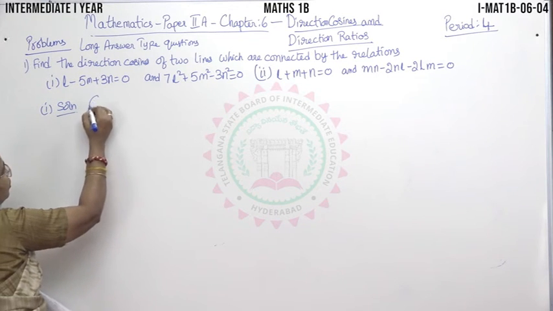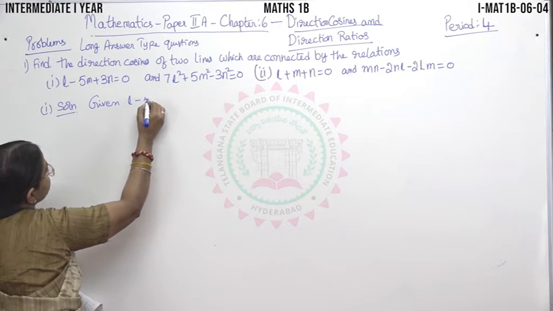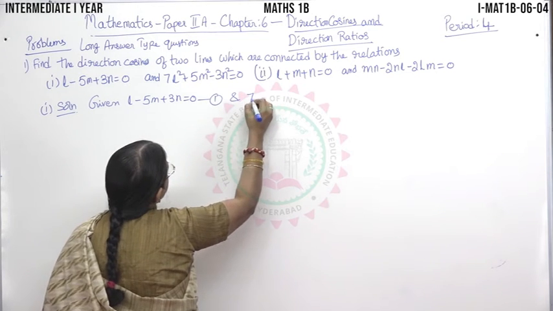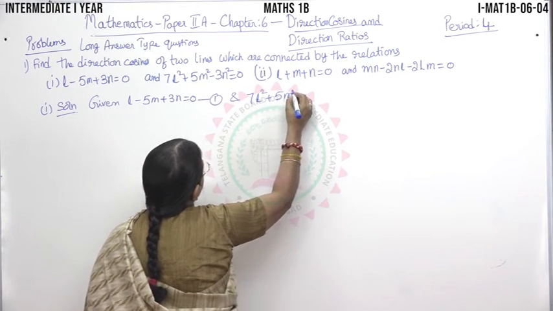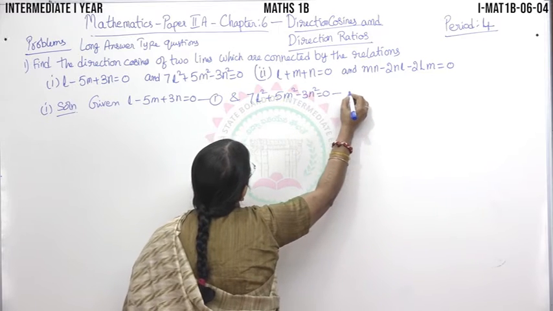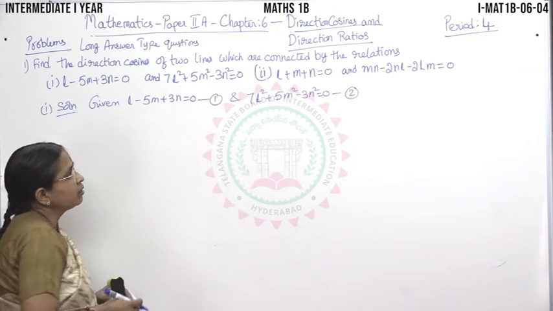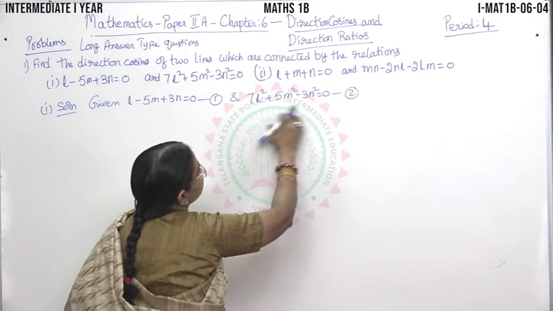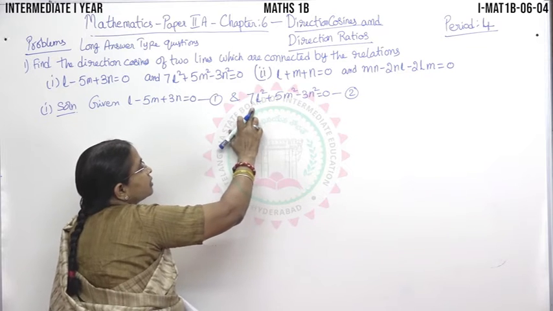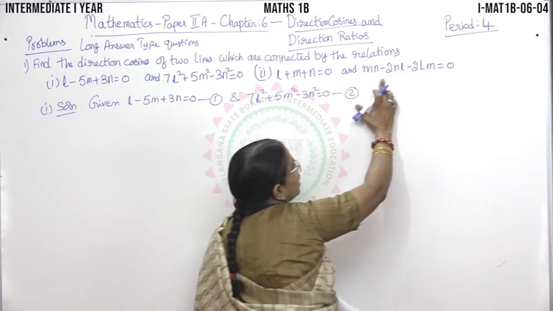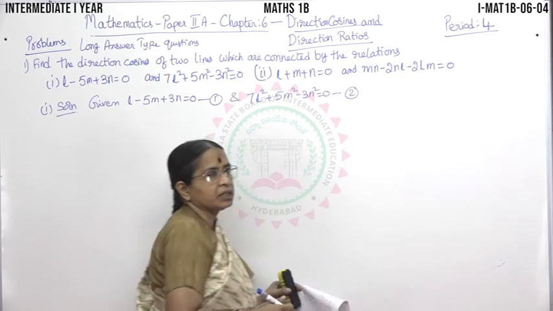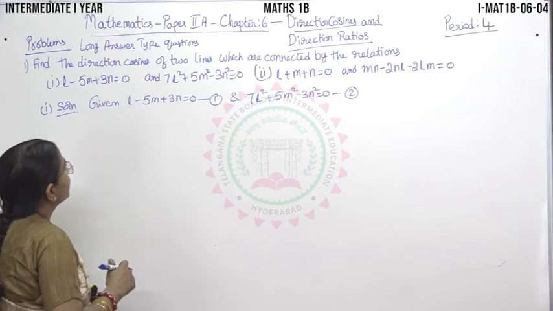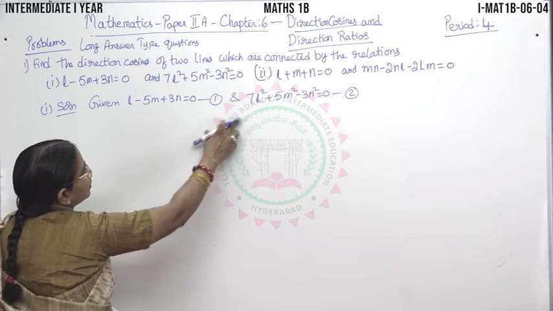You are given the equations l minus 5m plus 3n is equal to 0. Number this as equation 1, and 7l square plus 5m square minus 3n square is equal to 0. This is the second equation. Now always one equation will be first degree like this in l, m, n and the second equation will be a second degree equation, l square, m square, n square, or lm, mn, ln like this. So we'll do one problem of this type and another problem of that type in the next problem.